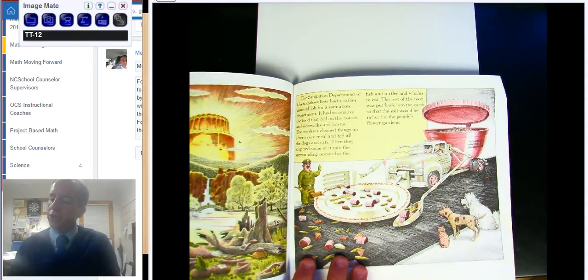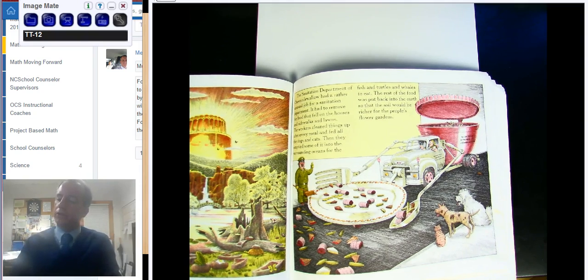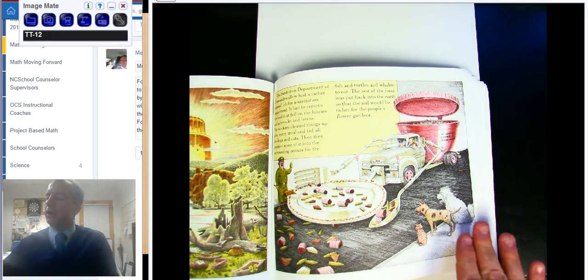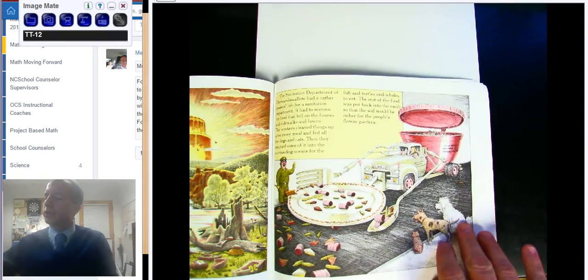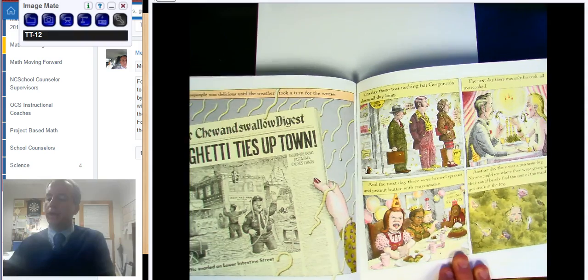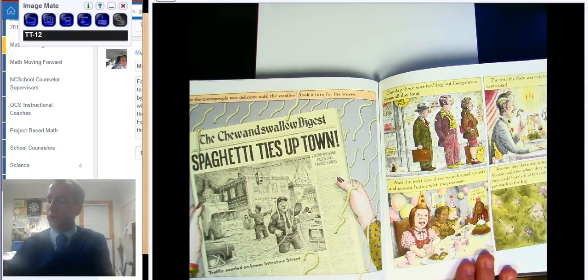The sanitation department of Chew and Swallow had a rather unusual job for a sanitation department. It had to remove the food that fell on the houses and sidewalks and lawns. The workers cleaned things up after every meal and fed the dogs and cats. Then they emptied some of it into the surrounding oceans for the fish and turtles and whales to eat. The rest of the food was put back into the earth so the soil would be rich for people's flower gardens. Life for the townspeople was delicious, until the weather took a turn for the worse.